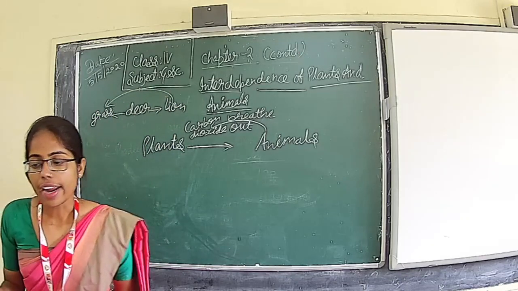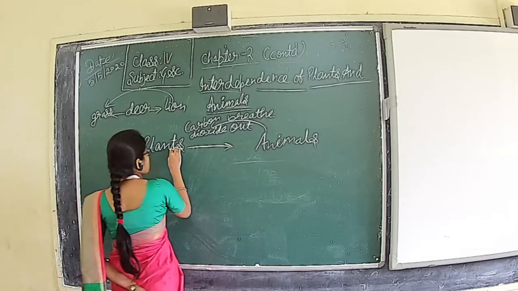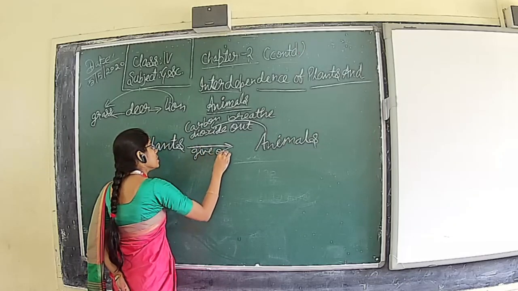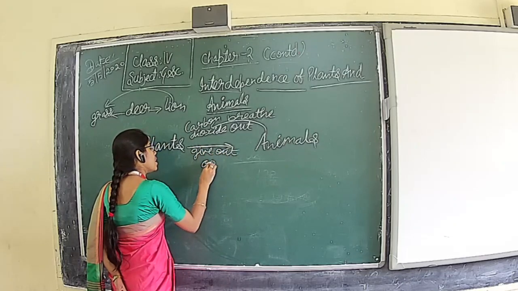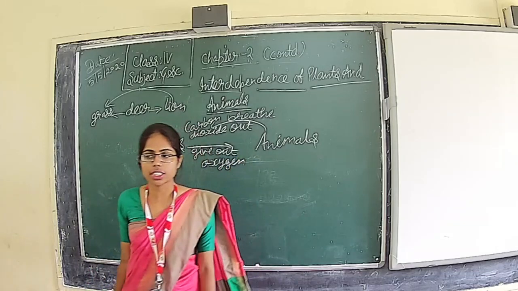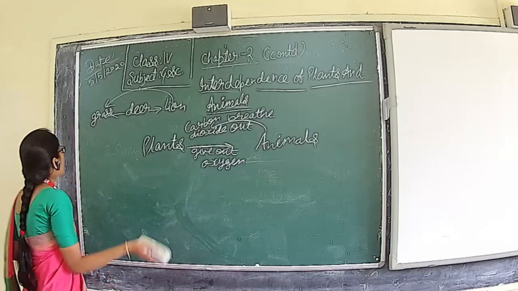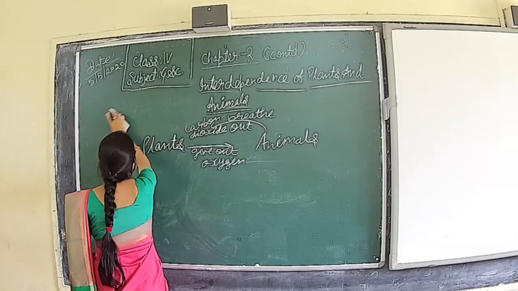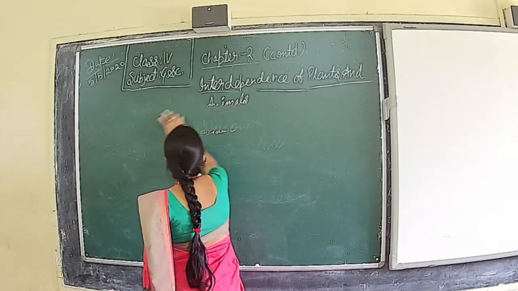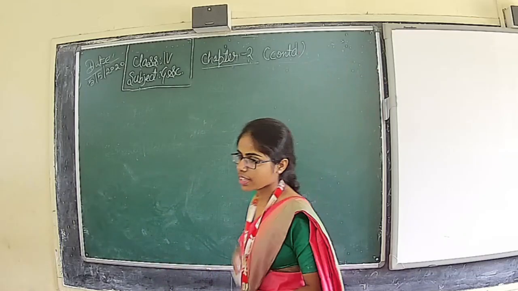And these green plants, when they do the process of photosynthesis, give out oxygen, and this oxygen is used by animals and humans for breathing. Thus we can say that animals and plants are interdependent on each other. Clear to everyone?